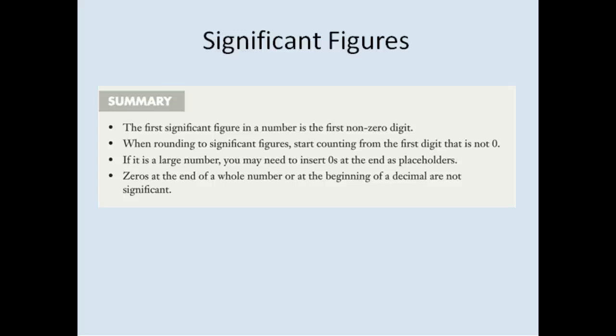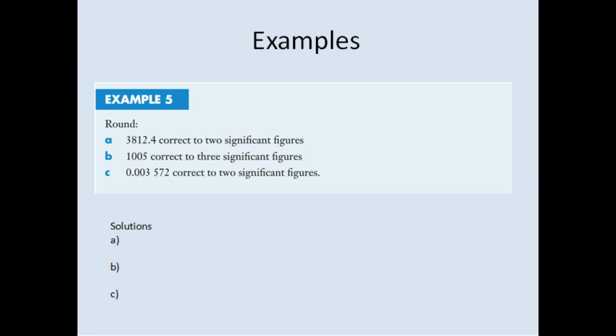if I had to round 1,250 to one significant figure, then I would need to keep those zeros in there and it would be 1,000. Zeros at the end of whole numbers or at the beginning of a decimal are also not significant. There are a few catches here and I'll go through them when we look at some examples.